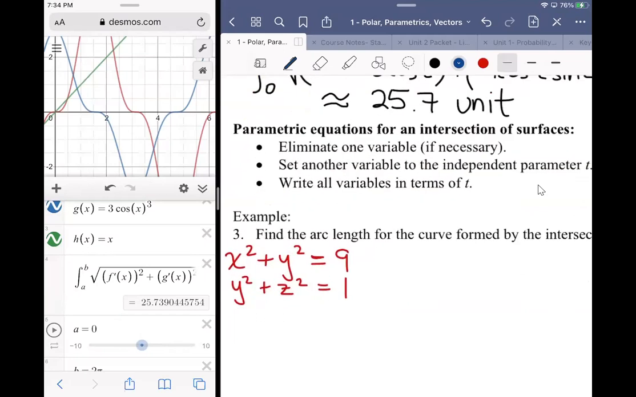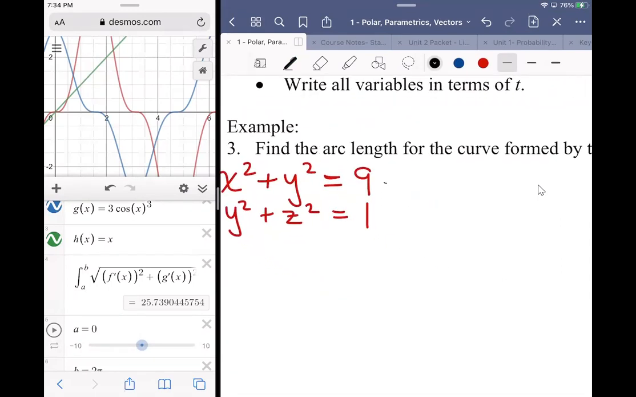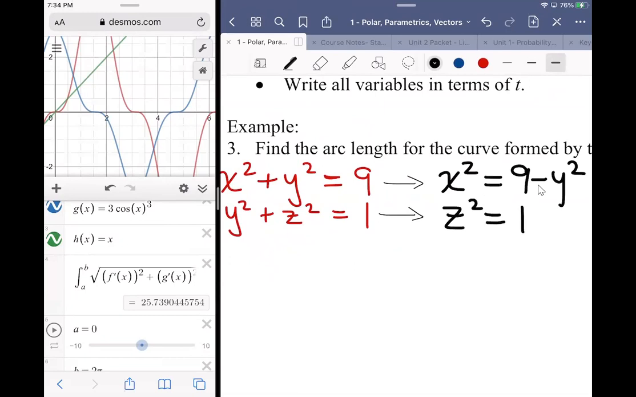All right. So let's get into the idea of trying to come up with the parameters here. I need an x equals, a y equals, and a z equals. I have two equations with three variables, so one of them is going to be free. That's fine. What I can do is solve my first equation for x in terms of y. So x squared would be equal to 9 minus y squared. And do the same thing for the second one. Z squared would be equal to 1 minus y squared.